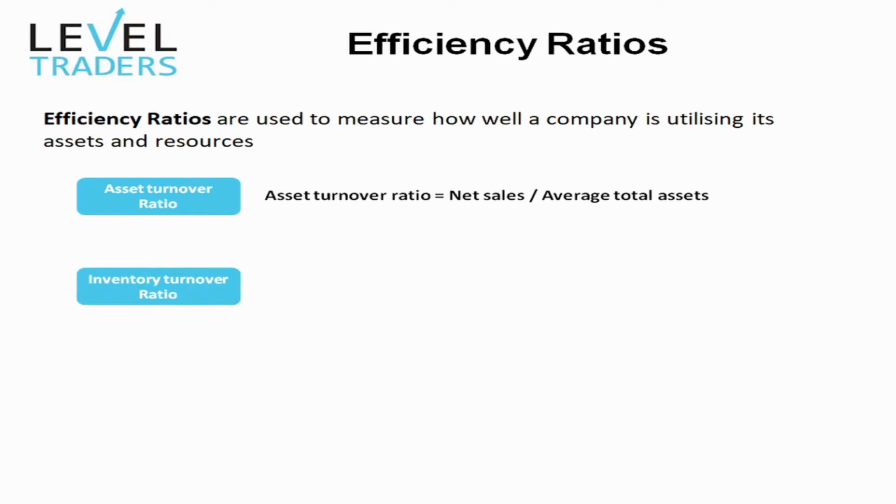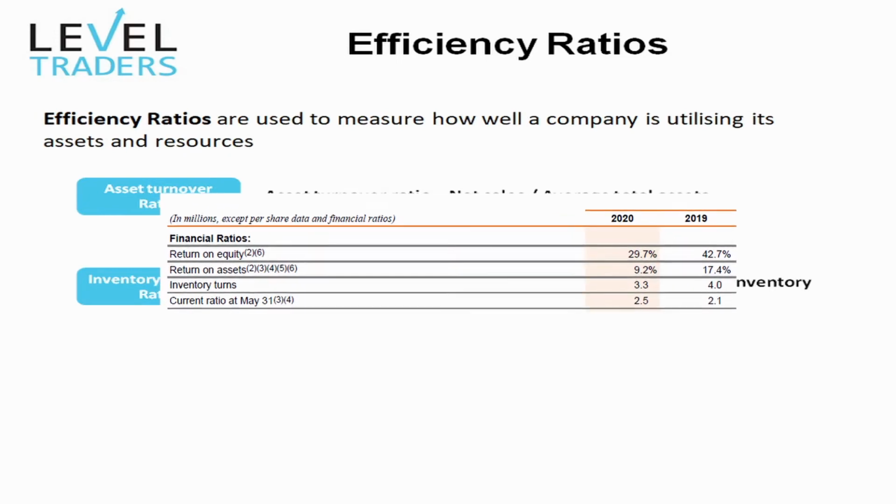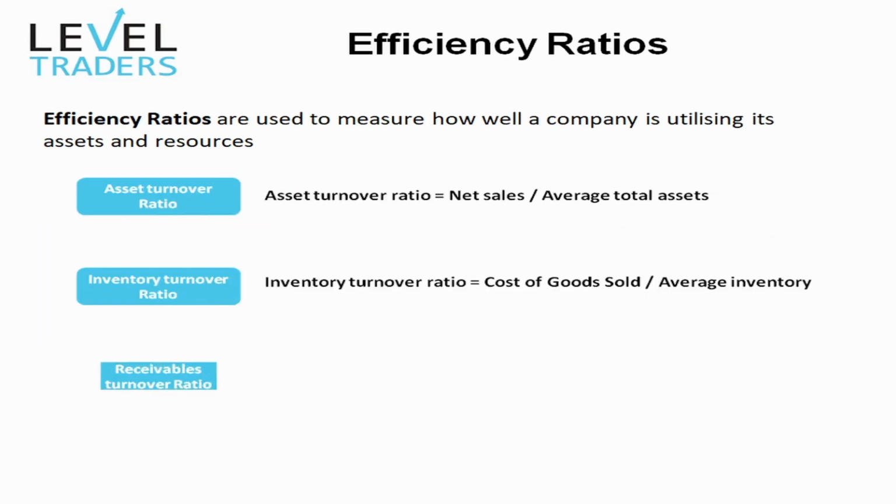Then we have inventory turnover ratio. This measures how many times a company's inventory is sold and replaced over a given period. The formula is cost of goods sold over average inventory. And we can see that Nike has provided us that ratio in the 10K. And here it is.